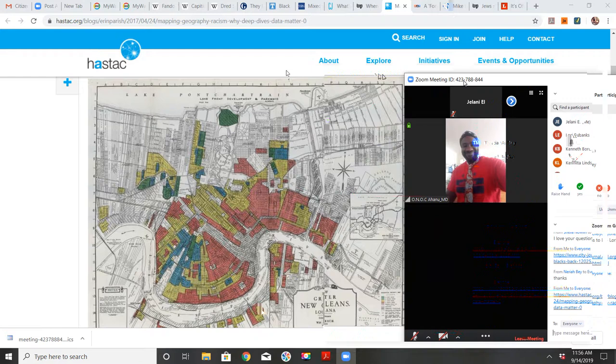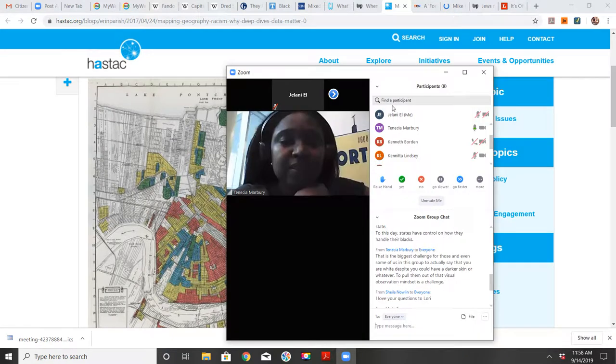It says the biggest challenge for those, and even some of us in this group, is to actually say that you are white despite that you have darker skin. That is, Tanisha, you are exactly correct. That biggest hurdle is to divorce ourselves from race and skin color. It is not the same. Right. Not the same. Very much so.